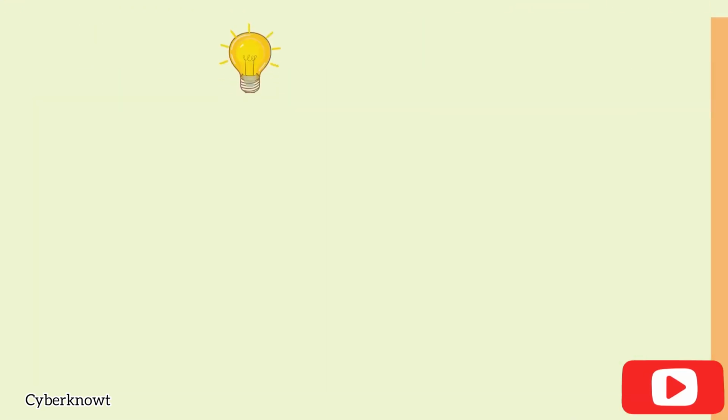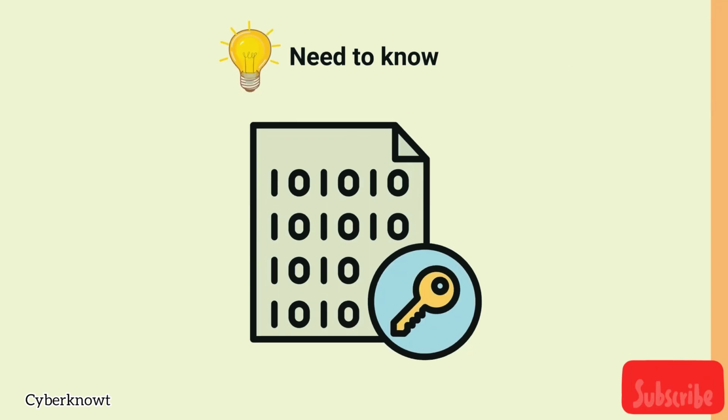Encryption. Explanation. Encryption is a security mechanism used to convert plain text to ciphertext to prevent unauthorized access to data that is transmitted over the network.